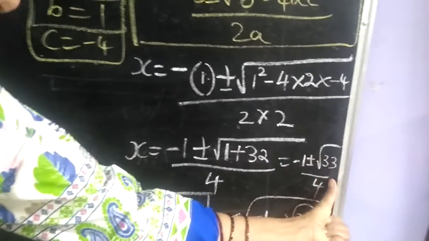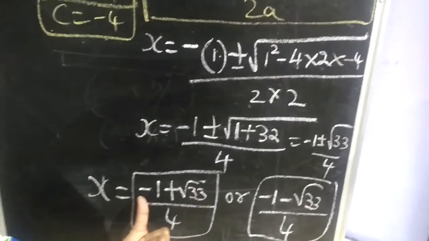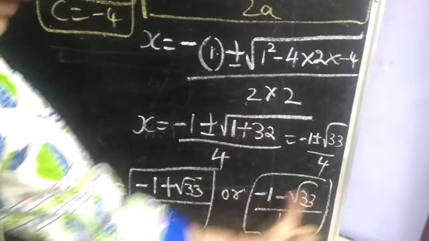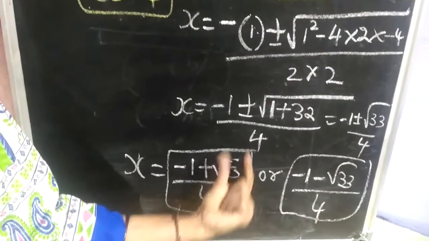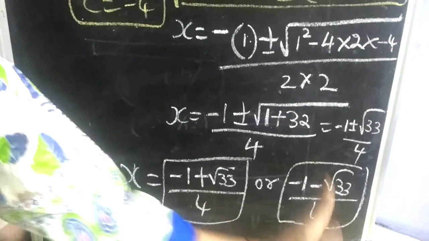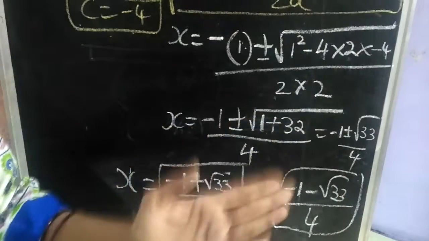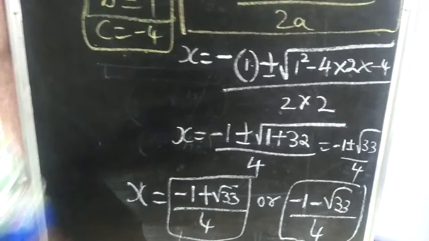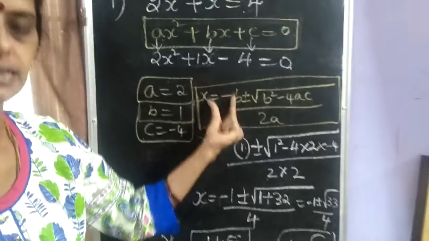What do you mean by this? It is plus or minus. The meaning is x is equal to minus 1 plus root 33 by 4 or minus 1 minus root 33 by 4. Okay, 33 cannot be written as a product of a perfect square number. So you are just keeping it like that only. If it was 32, you could have written it as root of 16 into 2 and then further simplify it as 4 root 2.